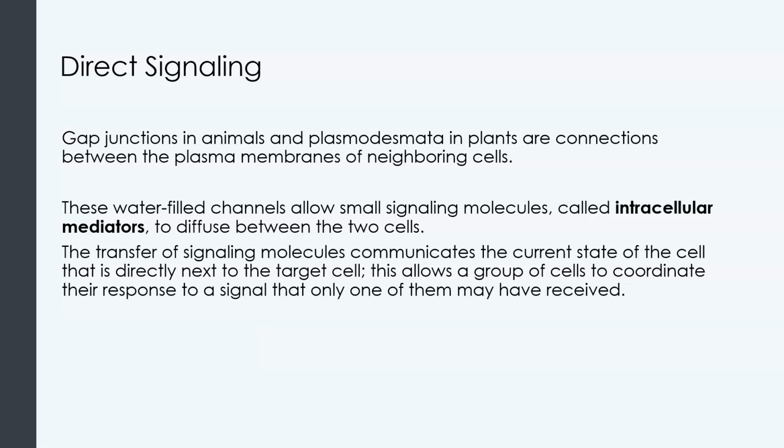Direct signaling through gap junctions is a type of intracellular signaling. And what it does, it allows a group of cells to coordinate their response.